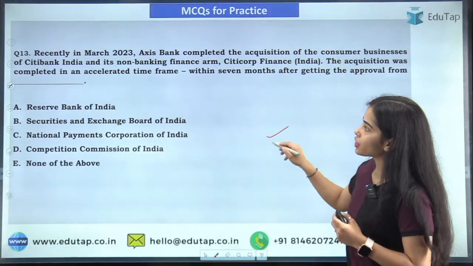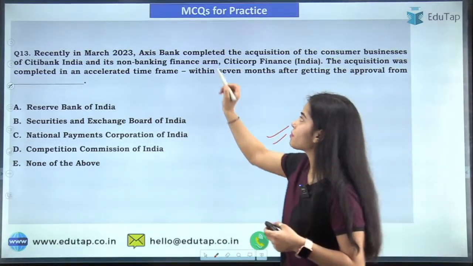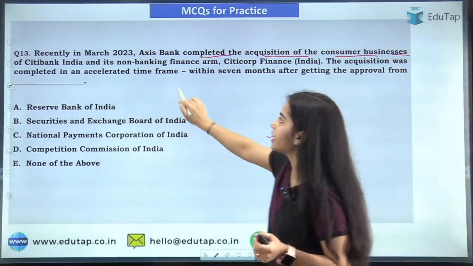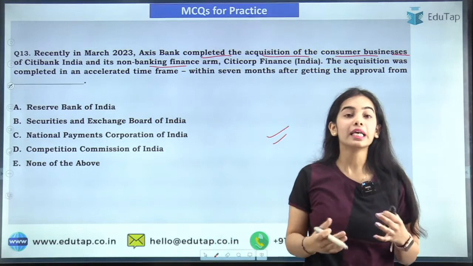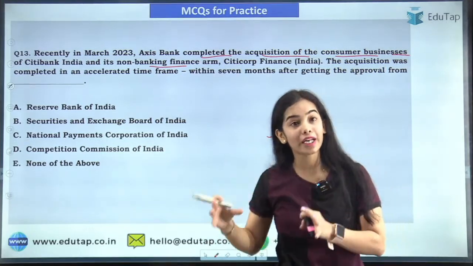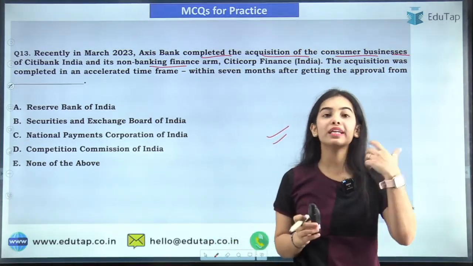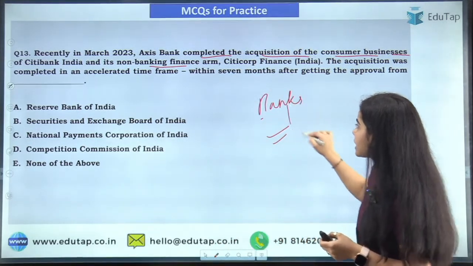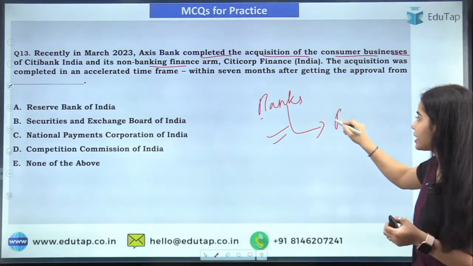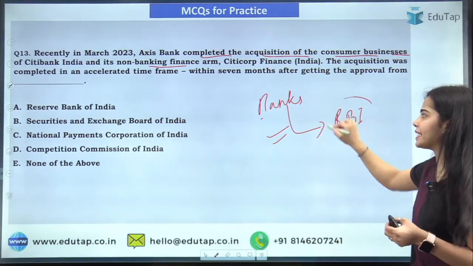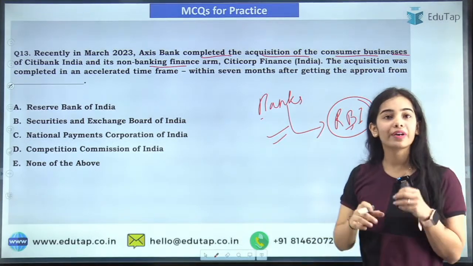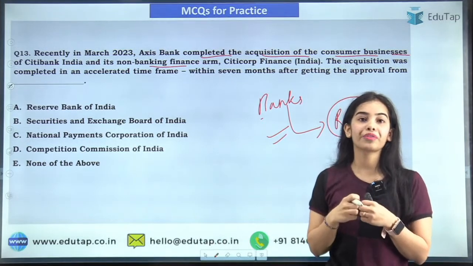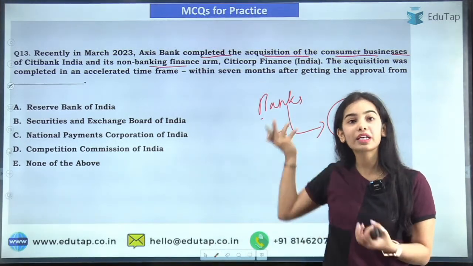Now coming to the next question, recently in March 2023, Axis Bank completed the acquisition of the consumer businesses of Citibank India, its non-banking finance arm. You have to tell that which corporation allowed this kind of acquisition. So usually when the banks come in our mind, we tick whatever there is related to RBI. So we say that yes, RBI should be the answer, right? Whenever the bank comes in our mind, who is the regulator? RBI. Who is the monitoring authority? RBI. So now here, what will be the answer?